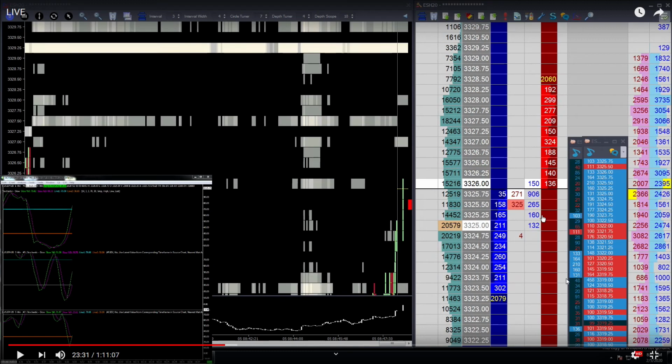So this was a bonus. You could see that I was moving the mouse up because I was getting ready to get out of there, and then all of a sudden you just have massive amounts of buying come in, sweeping the market up.